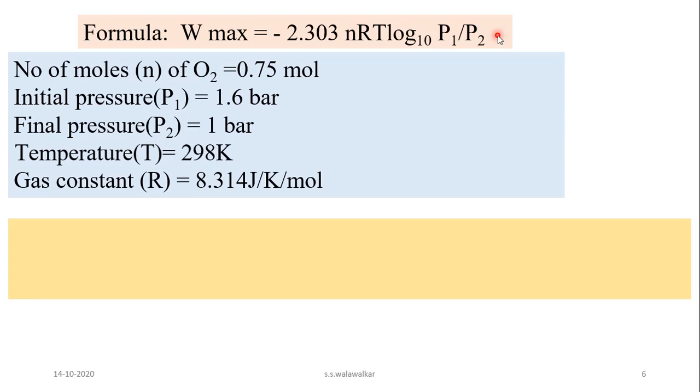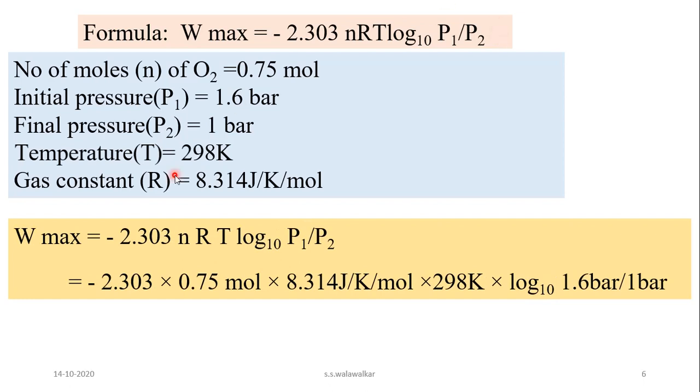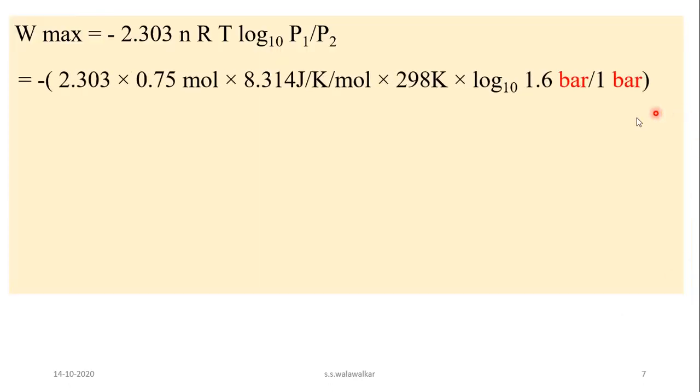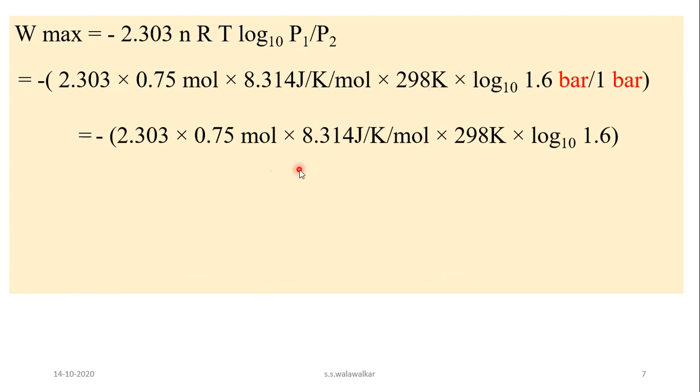Now we will substitute these values in the formula. So it is equal to how much? Minus 2.303 into number of moles 0.75 into R 8.314 into T 298 Kelvin into log to the base 10 of P1 1.6 bar divided by 1 bar. So here the unit of both pressures P1 and P2 are the same, so cancel it. By cancelling the unit, you get what?